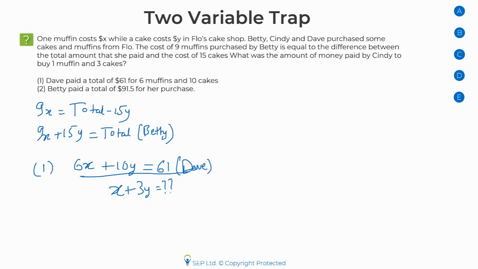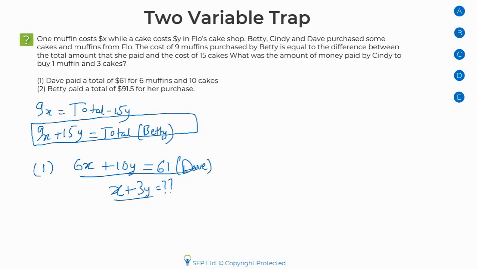Clearly, the answer is no. Why is it a no? Because I have not told you anything about x and y. x and y represent the cost, so it is not necessary that x and y should be integers. It can be 1.5. It can be 2.75. So knowing 6x plus 10y equal to 61 is not sufficient to find out x plus 3y. It is not sufficient to find out x and y because this is incomplete information for me.